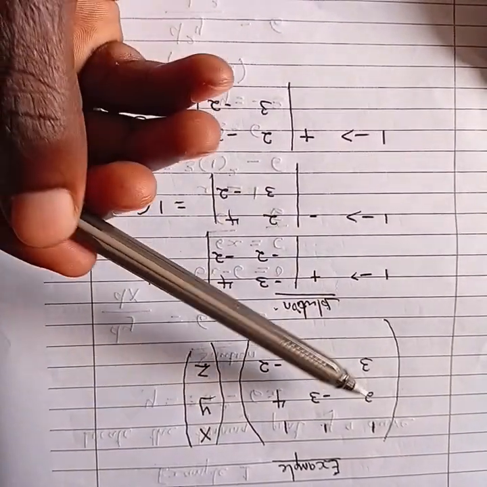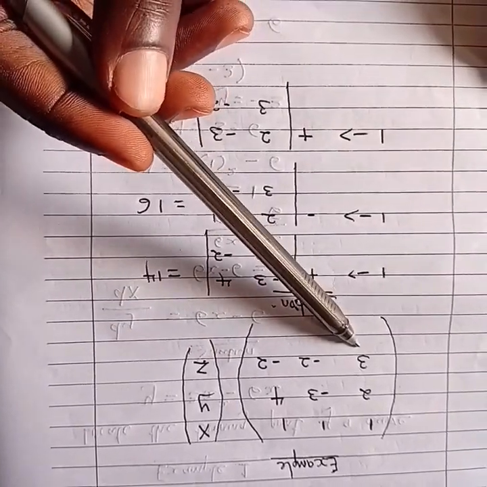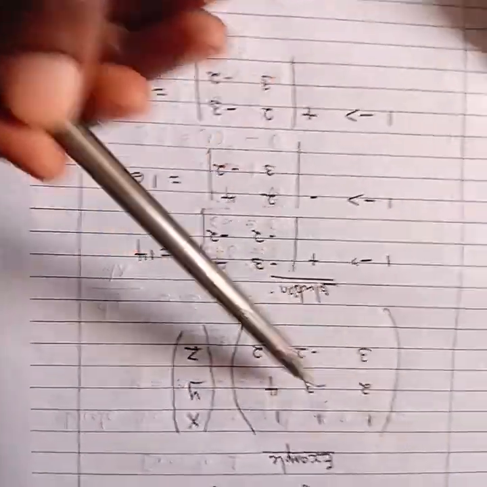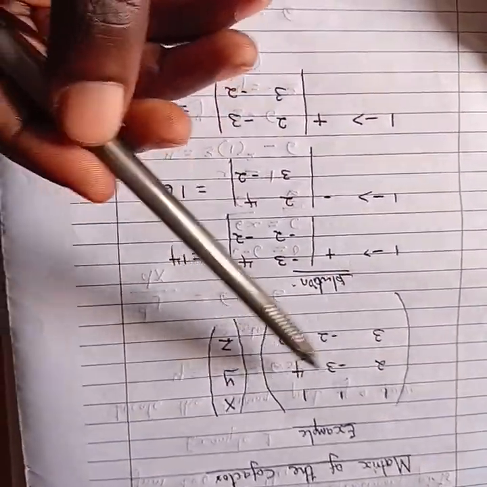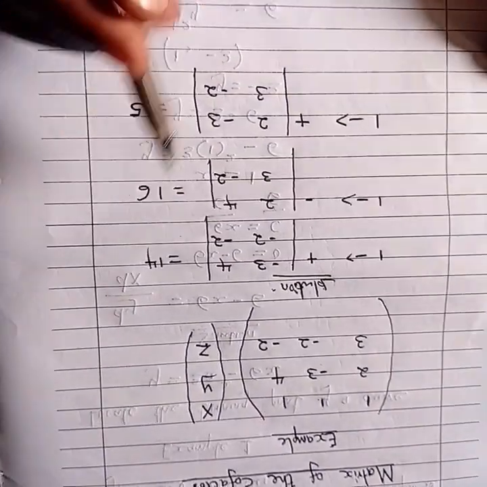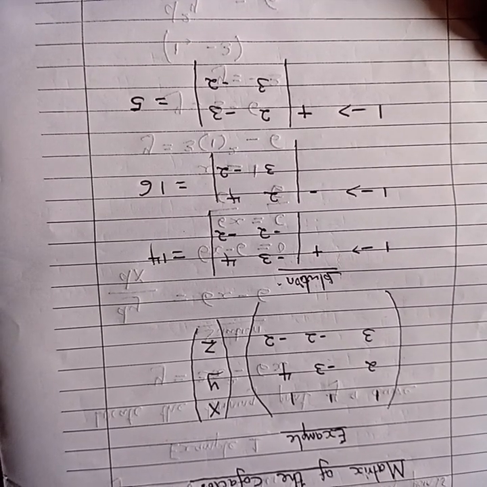The same applies to the last row of this matrix, which is 3, negative 2, and negative 2. When you come to 3, ignore this and this. You'll have 1, 4, negative 3, and 1. Right? That's how you go about finding the cofactor of a matrix.